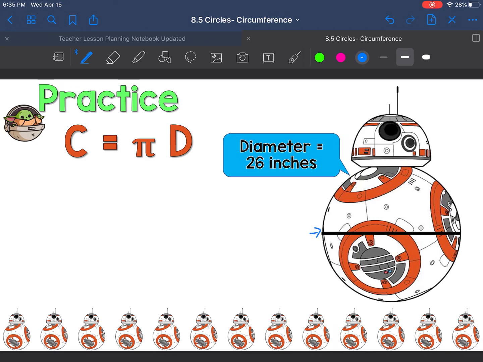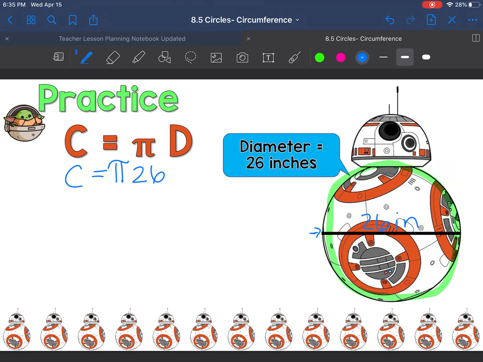So the diameter of circles is 26 inches. Now, if you remember, the diameter goes from side to side and it goes through the middle. So this means that this dark black line is 26 inches. So we want to find the circumference. We want to find out what is the distance all the way around circles. In order to do that, we're going to substitute our diameter of 26 inches into our formula. So that's going to look like C equals pi times 26.